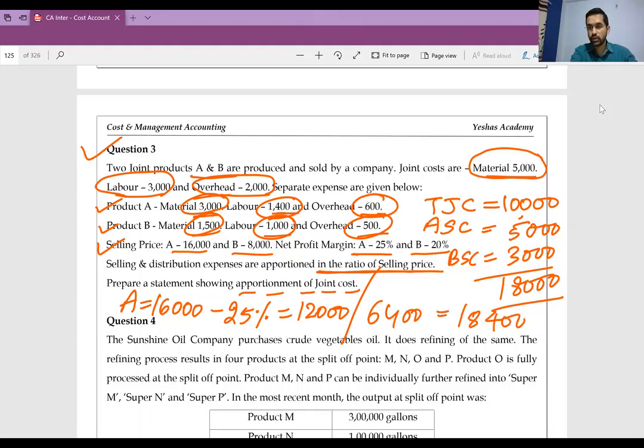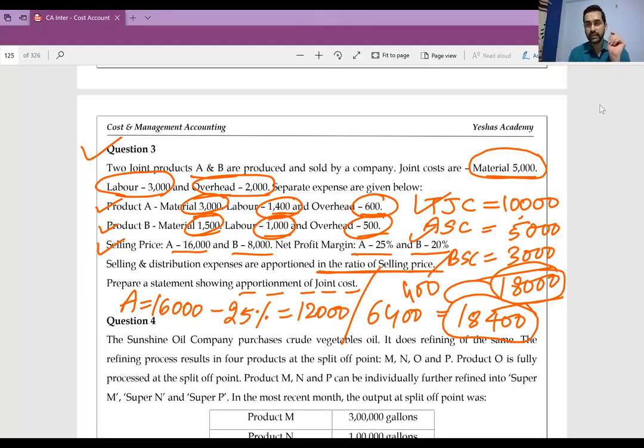That means total cost is 18,400. Total of the joint cost and separate cost is 18,000. The missing figure 400 should be taken as selling and distribution cost. If you don't get this number, you cannot continue the problem at all. You are stuck here only if you don't get this selling and distribution. Those who could not understand, I am repeating once.